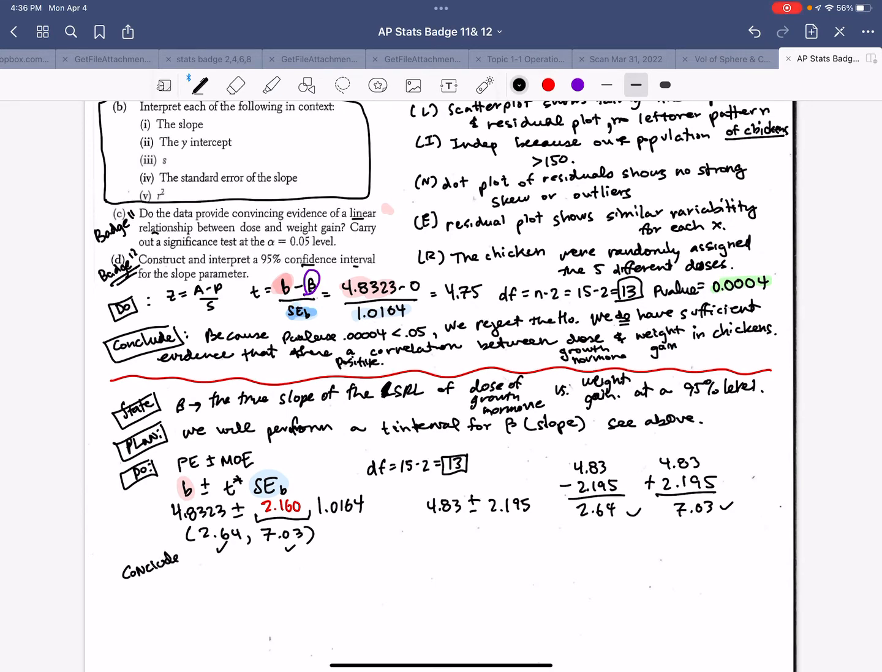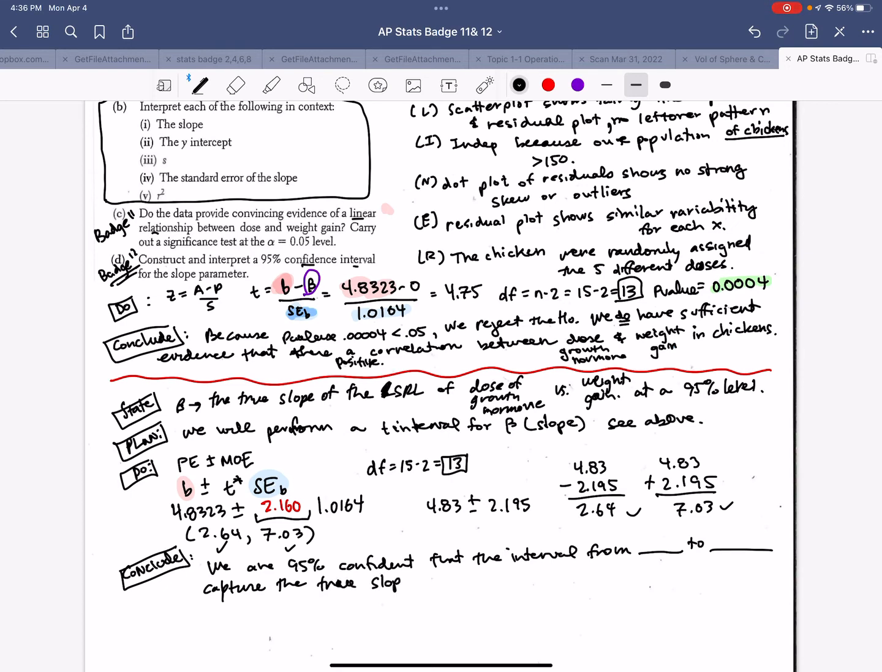Almost done. Let's conclude. We are 95% confident that the interval from blank to blank captures the true slope of the true least squares regression line relating y to x, weight gain, and dose of growth hormone.